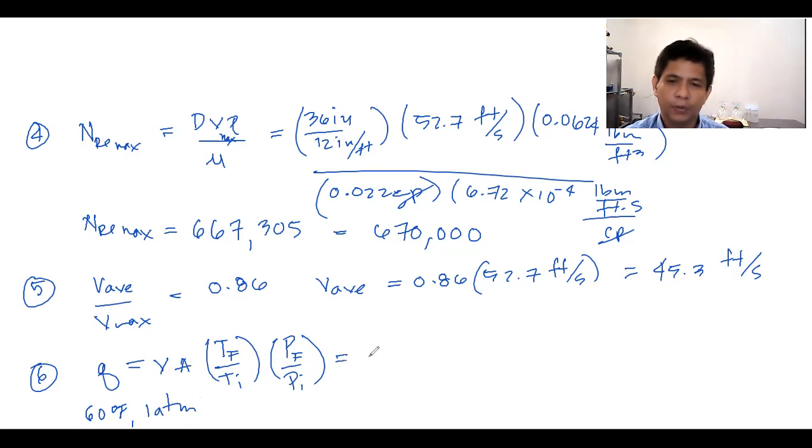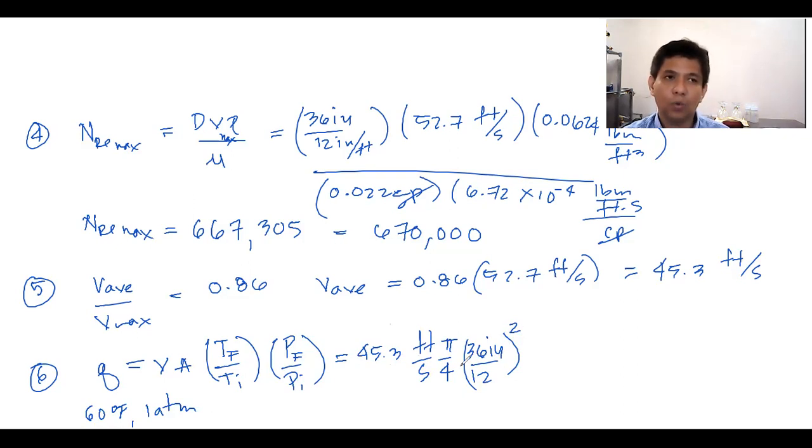Okay. So for example, this is our average V, 45.3 feet per second. Then our area is just pi over 4 times the diameter squared. The diameter of our pipe is 36 inches, so we divide by 12 and then square it. In a regular solution this is okay; this will give you cubic feet per second, but at 200 degrees Fahrenheit and 1.0375 atmosphere.